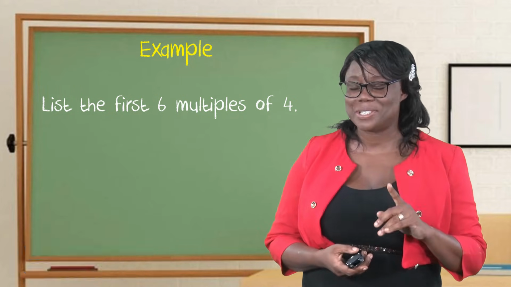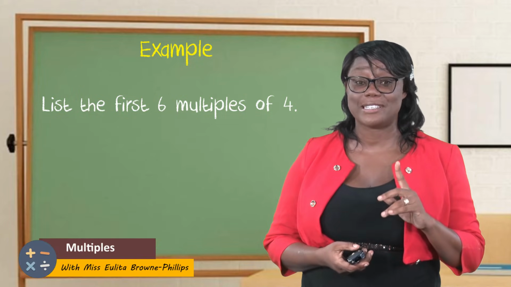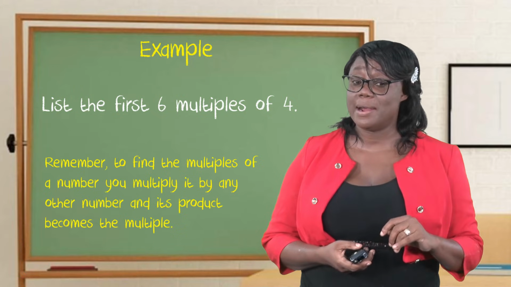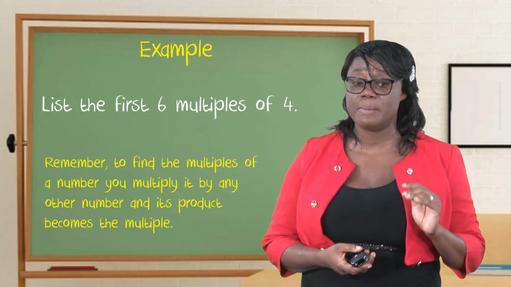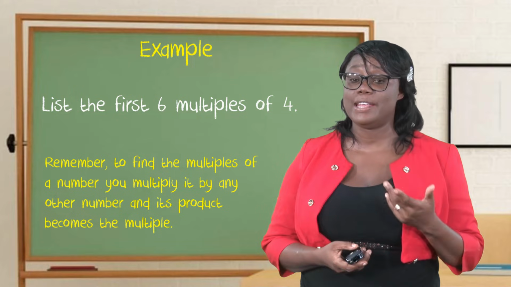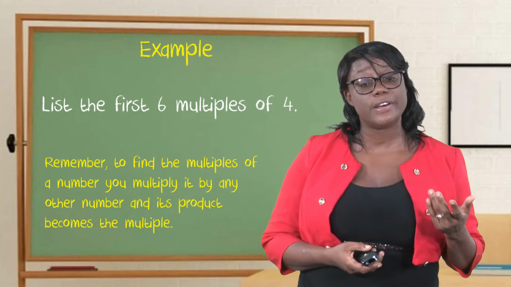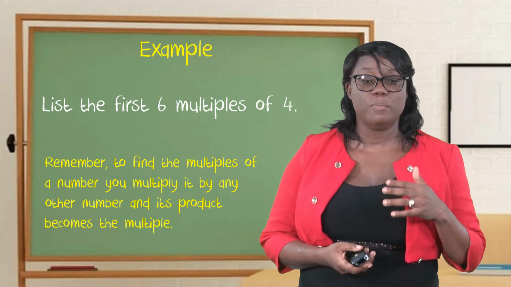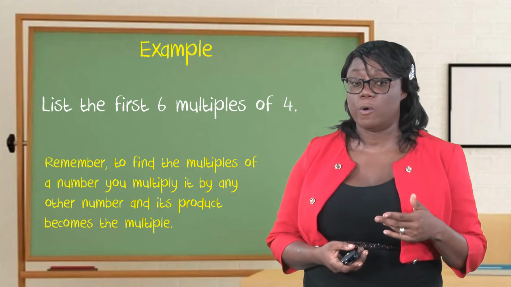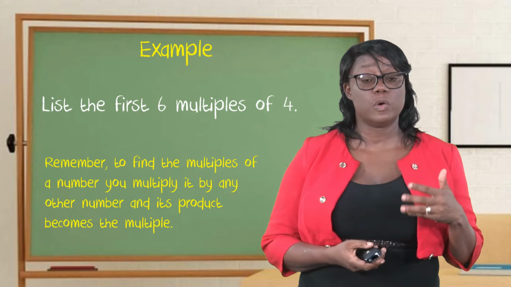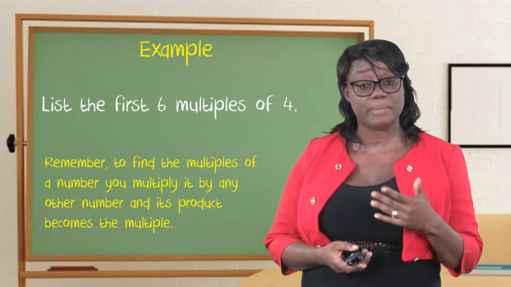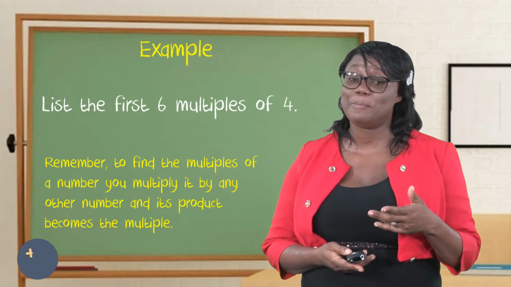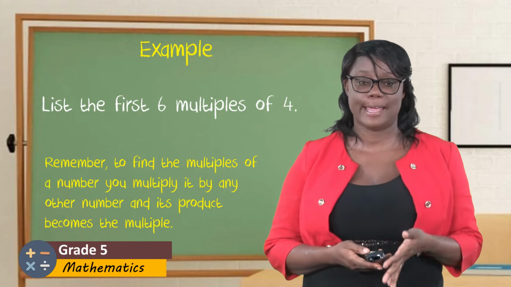Now, it is extremely important that you know your tables when you are attempting to do multiples. Now, remember, to find the multiples of a number, you multiply it by any other number and its product becomes the multiple. Do you know that when you multiply numbers, the answer is called the product? Or when you are told to find the product of numbers, it means that you have to multiply. Isn't that cool? Yes, boys and girls. To find the product of numbers, you multiply.